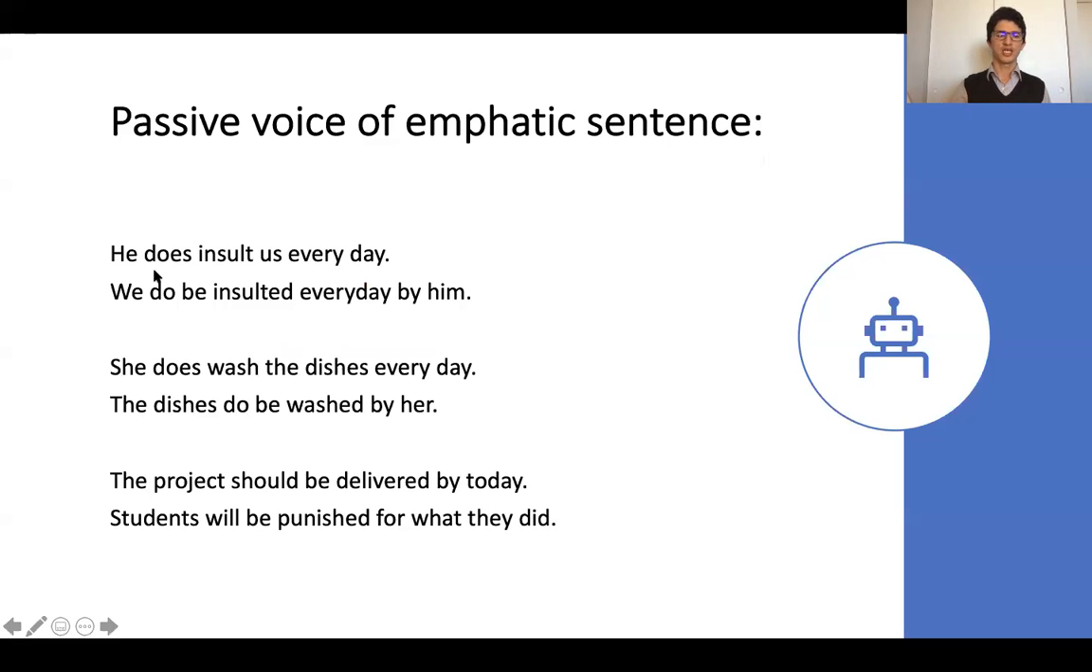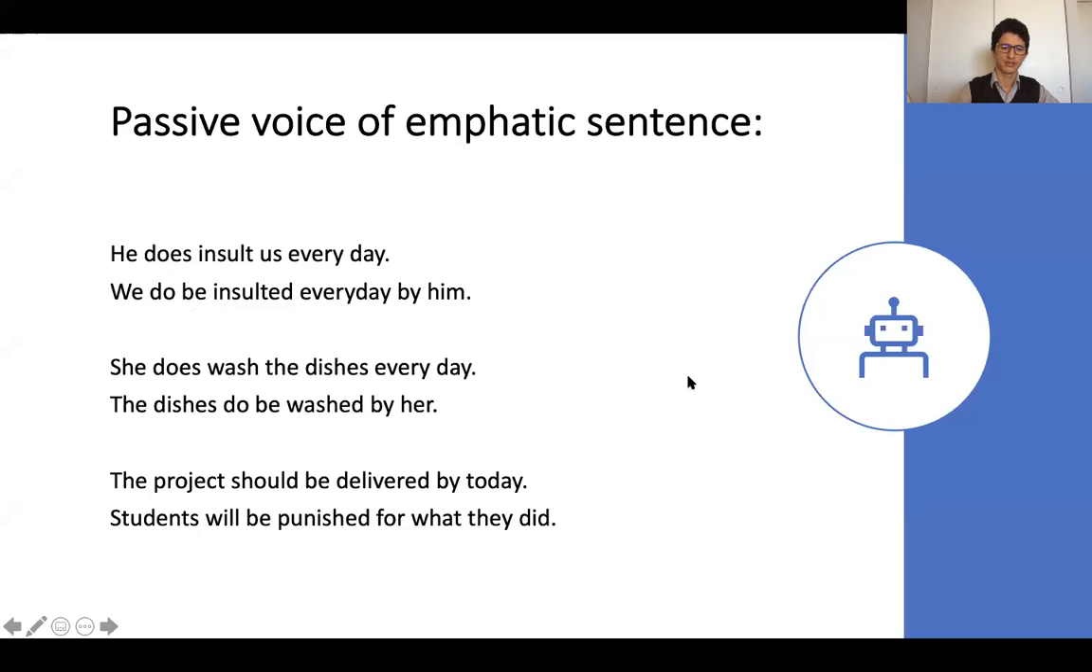Look at this example. He does insult us every day. When you want to change it to passive voice, the object becomes the subject here, and does is changed to do because our subject is we here, and be is used because we usually use be plus past participle in passive voice. We do be insulted every day by him. So in the first sentence we put a stress on does. But in the second sentence, we say, we do be insulted every day by him. So here we put a stress on do.